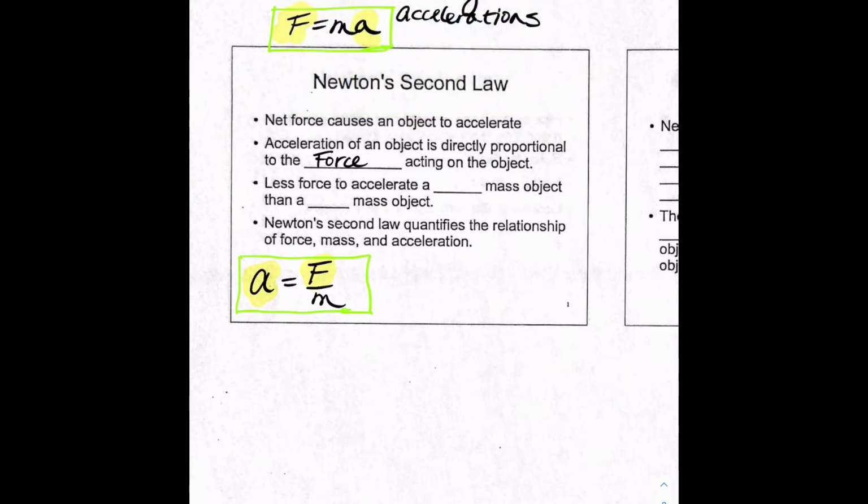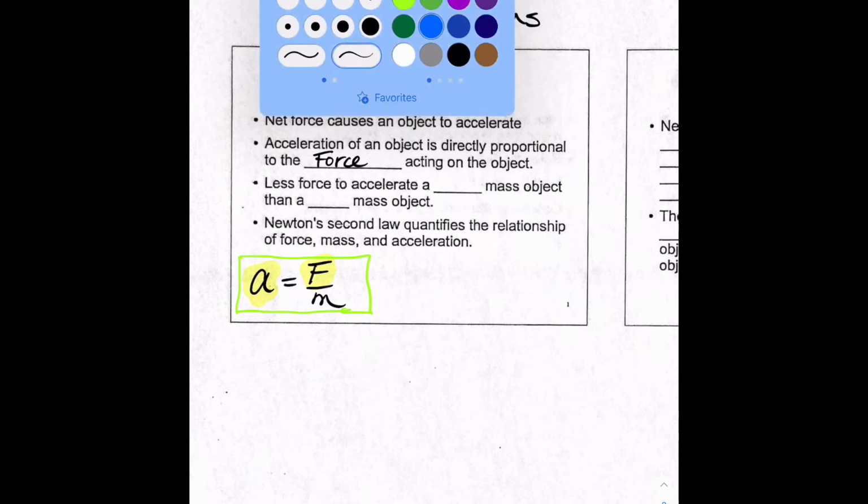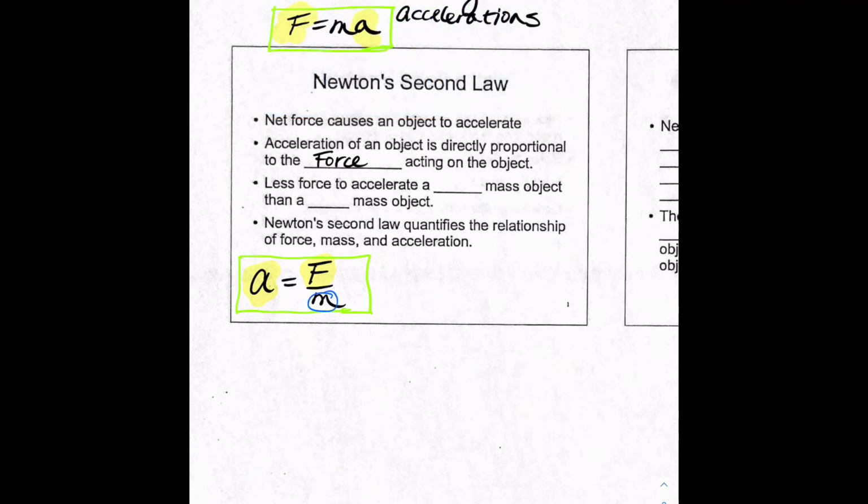that the mass is, I didn't really like that. Let me grab a different color here, maybe blue. The mass is inversely proportional to the acceleration. Meaning as the mass is larger, right, then the acceleration is less.